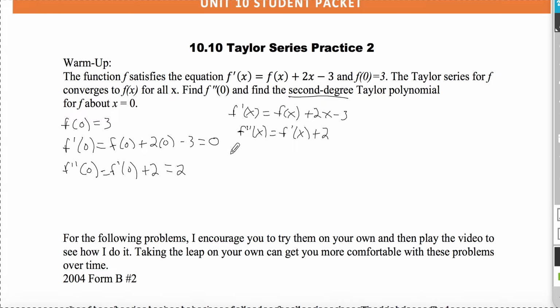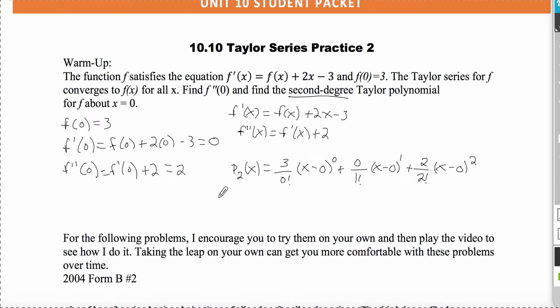And find the second degree Taylor polynomial for f at x equals 0. So my second degree Taylor polynomial is going to be, follow my pattern that we've always used, f of 0 divided by 0 factorial x minus a, which is 0 in this case, to the k, 0 power, plus 0 over 1 factorial, because I'm on my first derivative, x minus 0 to the first power, plus my second derivative is 2 over 2 factorial, because I'm on my second derivative, x minus 0 squared.